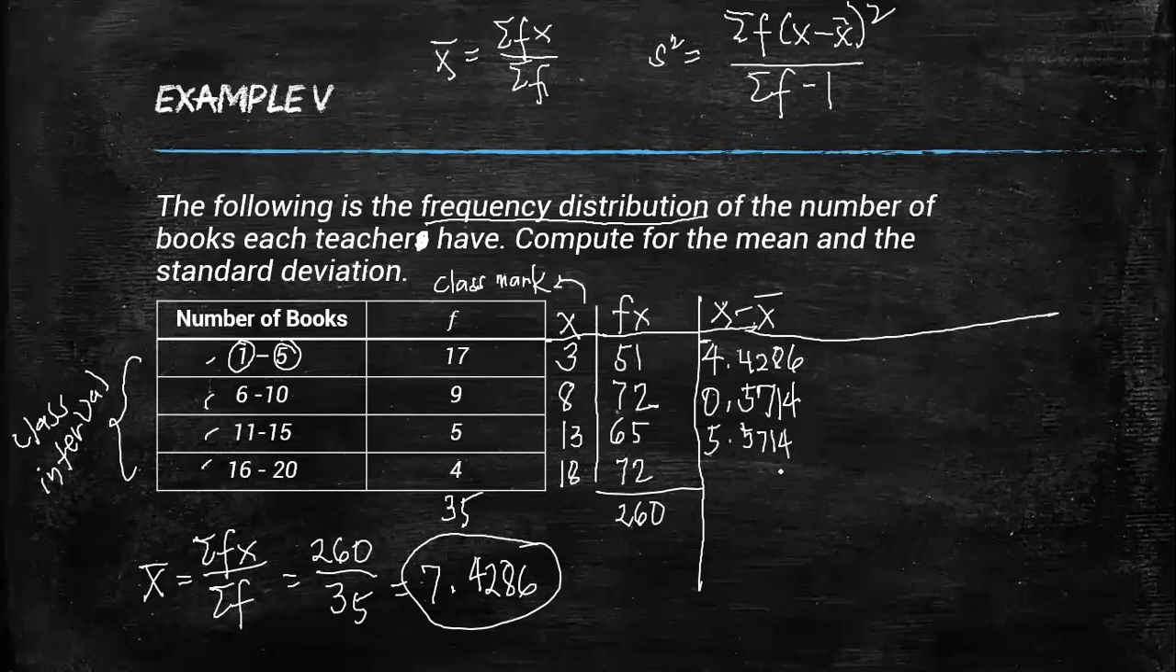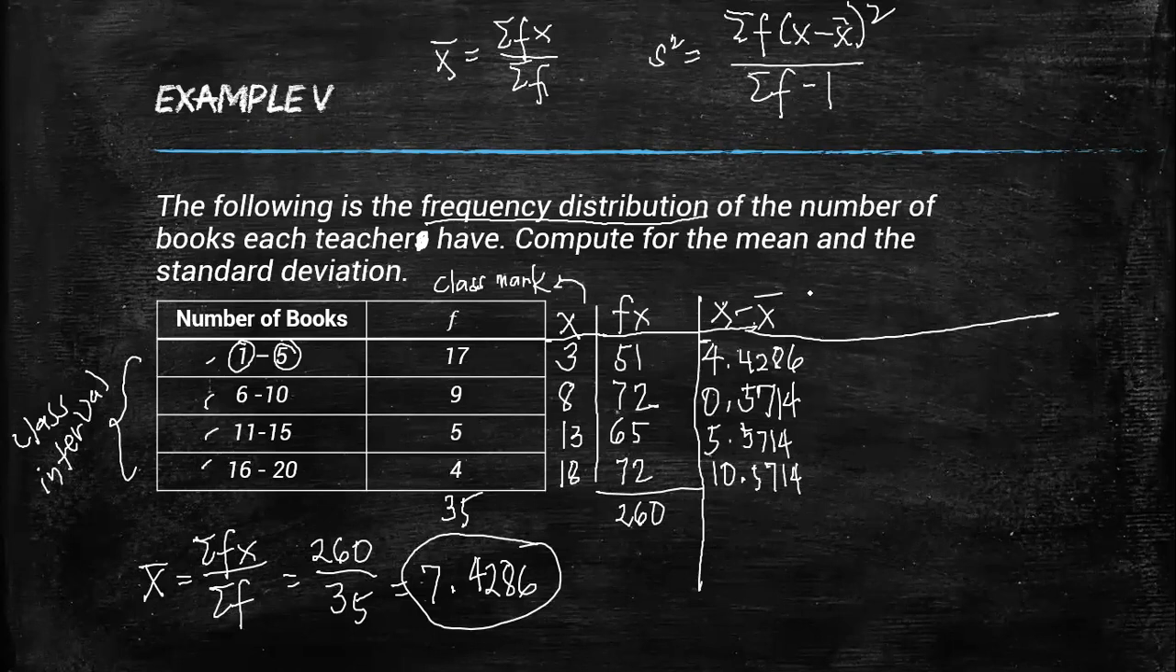5.5714 and 10.5714. Tingin-tingin na lang kayo diyan, class. Logic na lang. Ilan ba yung pagitan ng mga class mark? 5. 5 lang din yung pagitan ng x minus x bar. Pero kung di kayo convinced, pwede rin naman i-calculate ninyo na lang para safe.